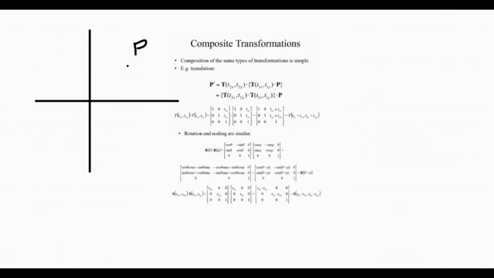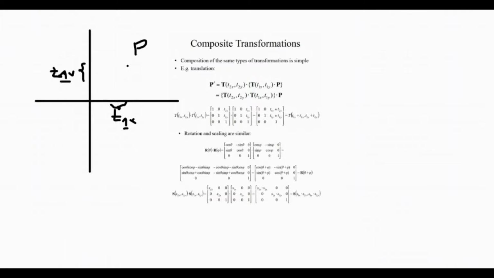So on the whole, what is your transformation? These two translations make your entire transformation. That means at first you have to translate this point by an amount of T1x and T1y.